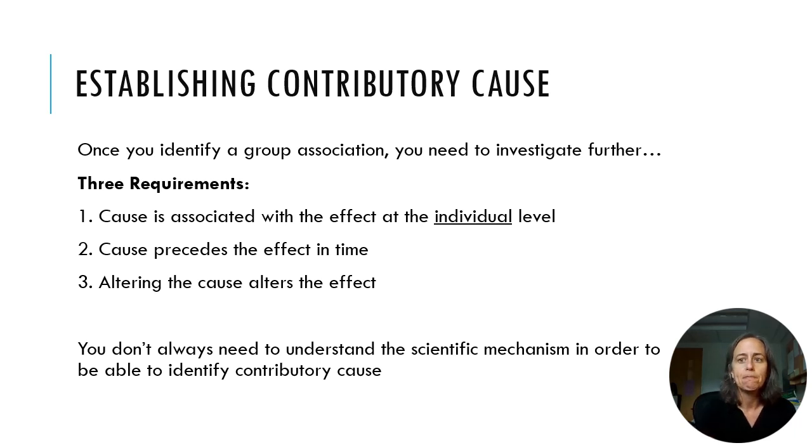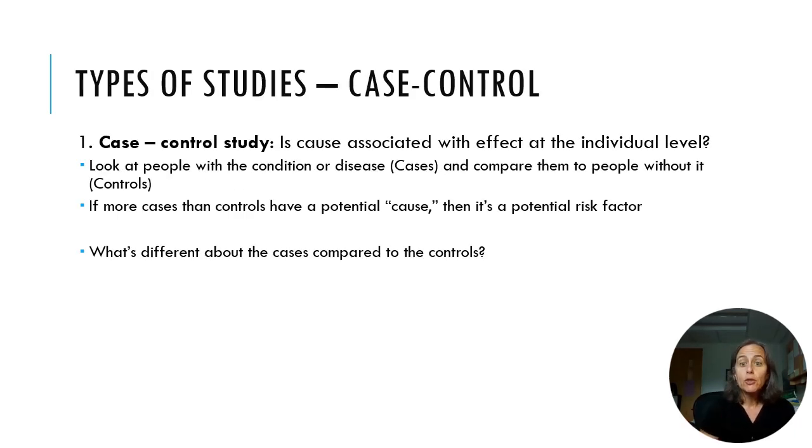All right, so to meet those requirements, we're going to have different types of scientific studies that we do. So that first question, is the cause associated with the effect at the individual level? In order to answer that question, the type of study that you're most often going to see is what's called a case control study. So what we do is we identify cases. These are people who have the disease or the condition. Those are our cases. And we're going to compare them to people who don't have it. We're going to compare it to controls.